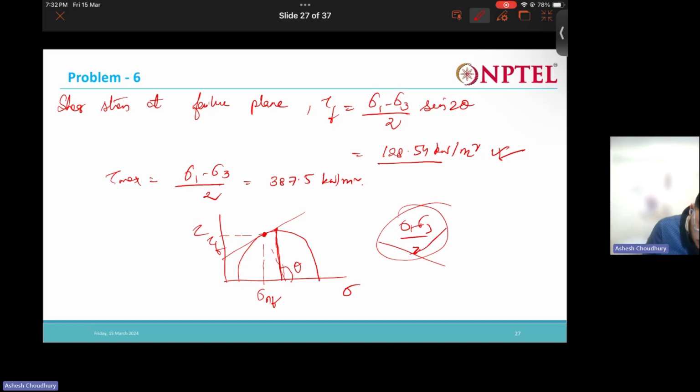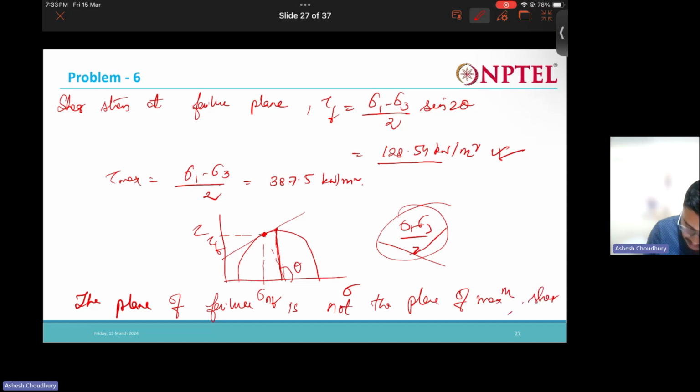So you should remember the plane of failure is not the plane of maximum shear stress. So the plane of failure is not the plane of maximum shear stress. Okay.